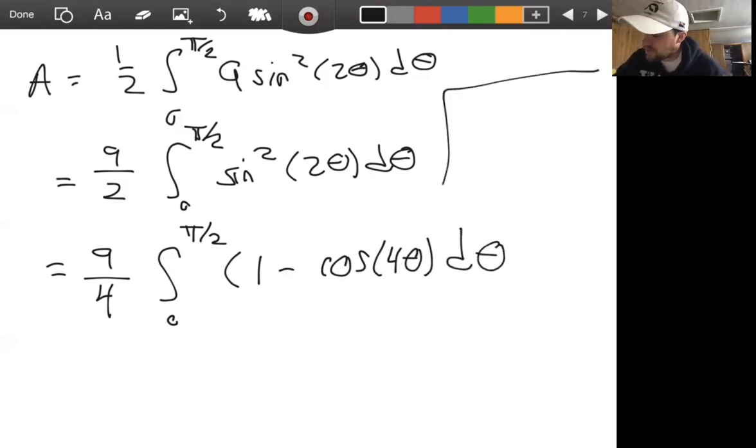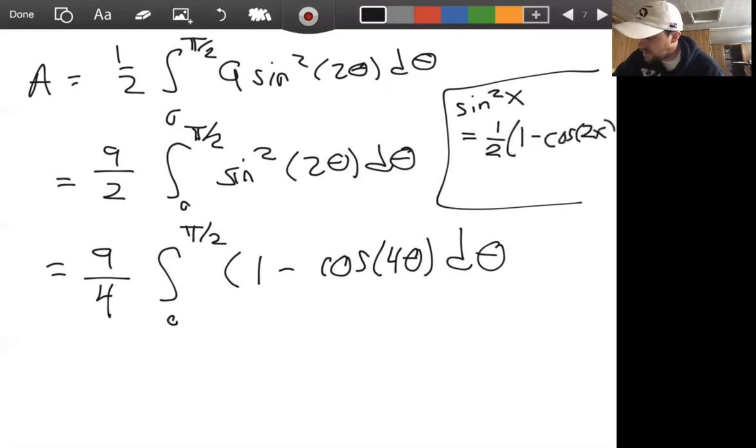Because, let's remember what trig identity I'm using. I'm using that sine squared of x is equal to 1/2 times 1 minus cosine of 2x. The 1/2 here found its way out front of the integral, so I combined the denominators so that's 9/4. And then here we have 2 theta. So when we use this trig identity, we need to take the 2 theta times 2, which became 4 theta. Okay. And so now we can simplify.